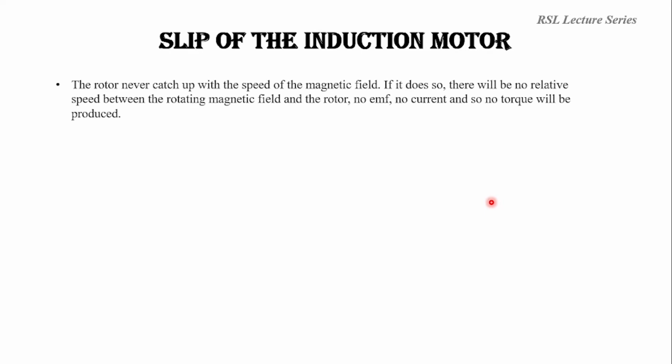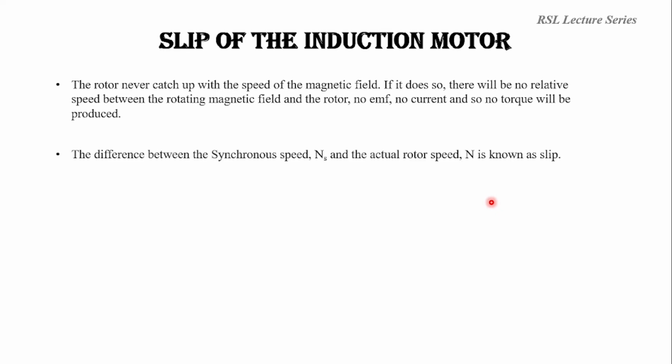The rotor never catches up with the speed of the magnetic field. The meaning is that the rotor will always rotate at a speed which is slightly lesser than the synchronous speed. If the rotor rotates along with the magnetic field, that is with the same speed, then there will not be any relative speed with respect to the rotating magnetic field, so no EMF will be induced, and so no torque will be produced. So the rotor always rotates at a speed which is lesser than the magnetic field.